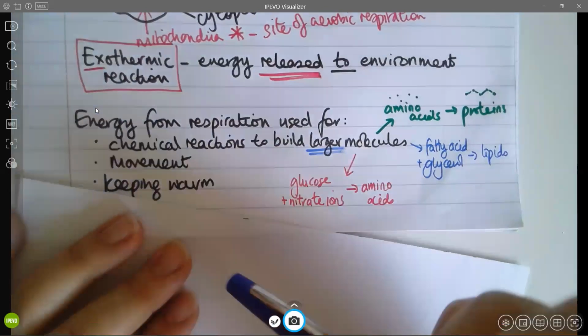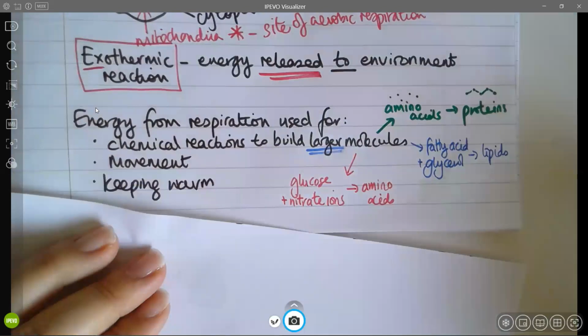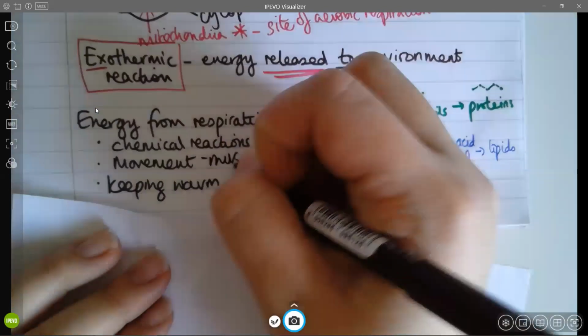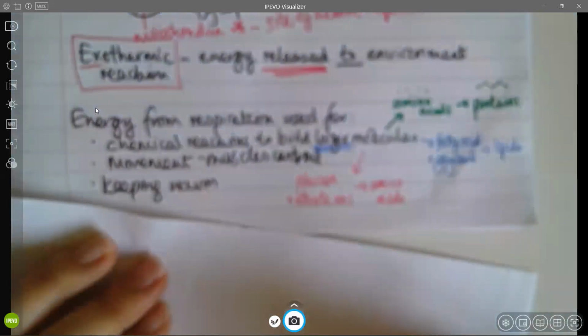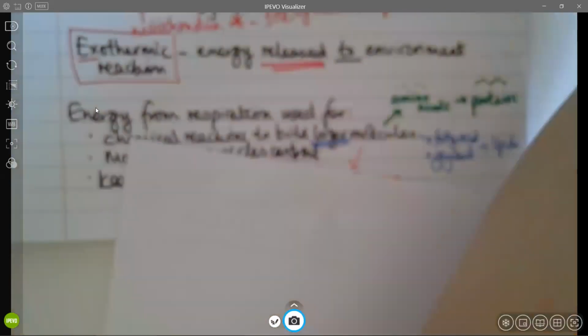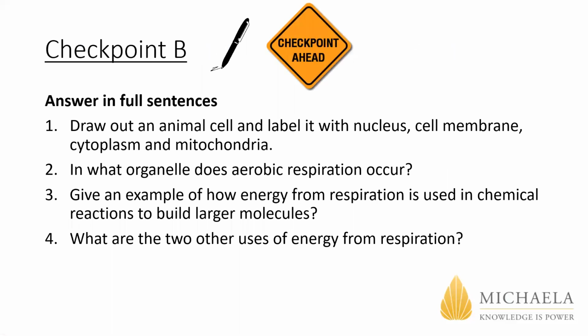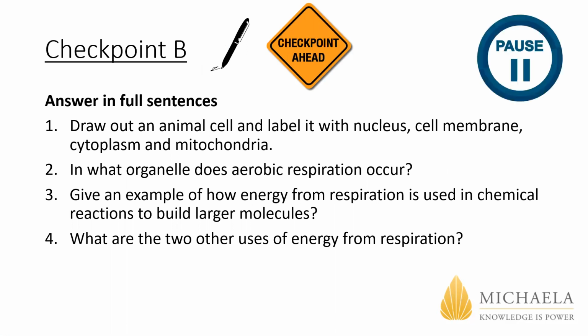Energy is also used for movement, like for example, when muscles contract, and for keeping warm. So let's head back to our next checkpoint. Again, you're underlining checkpoint B as a subheading, and you're answering in full sentences. Pause the video now so that you can get on with that.